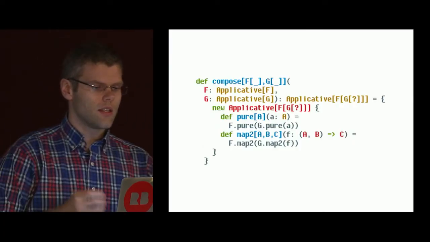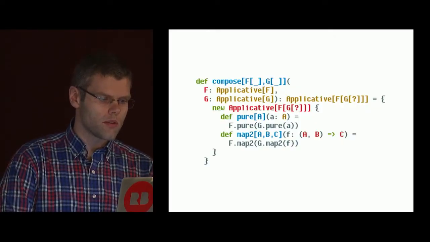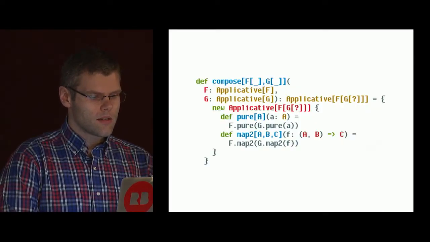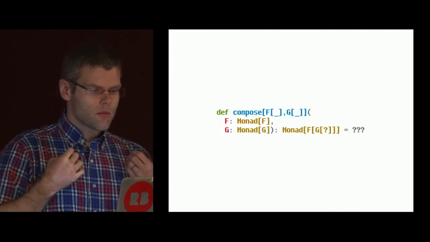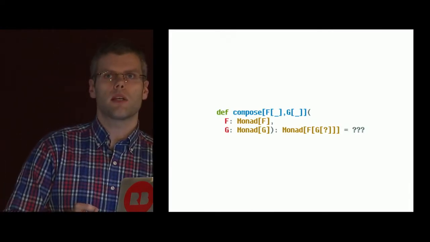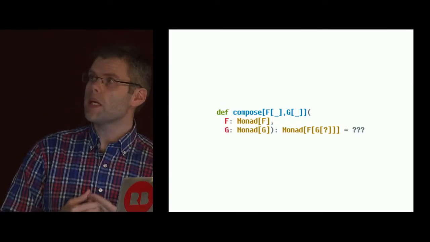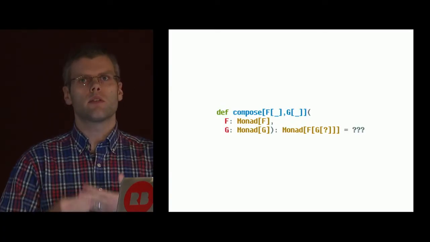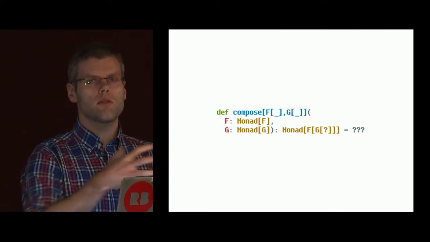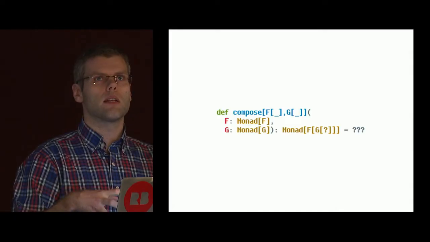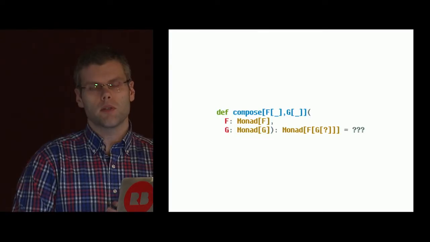It's just like, for pure, literally just compose the pures. And with map2, it's literally just compose the two map2s. All right? But if we want to do this with monads, this is not possible in a mechanical way. Composition of monads requires a mechanism that is specific to the monads that are being composed. So we need to know something extra. We need some additional information about the individual monads in order to be able to compose them. And this is why we need things like monad transformers.